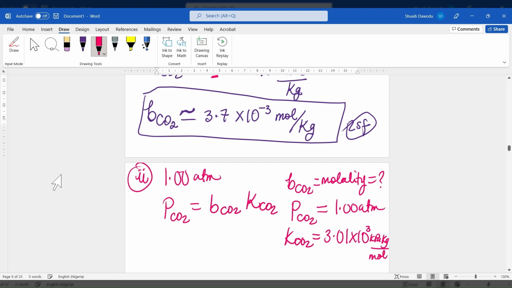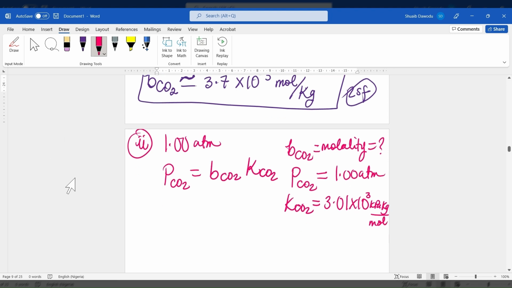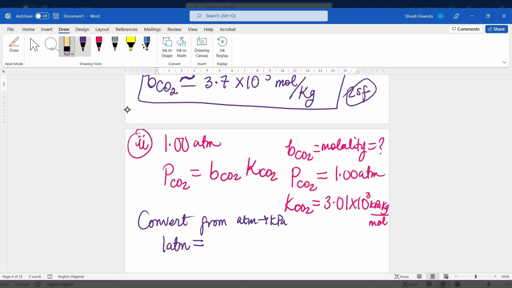Of course, because we've got kilopascal here, we either have to change from kilopascal kilogram per mole to atmosphere kilogram per mole, or we change from atmosphere to kilopascal. The easier thing to do is honestly to change from atmosphere to kilopascal. So 1 atmosphere, for all of you scientists, you're supposed to know what 1 atmosphere usually equals in all the pressure units. It is 101.325 kilopascal.